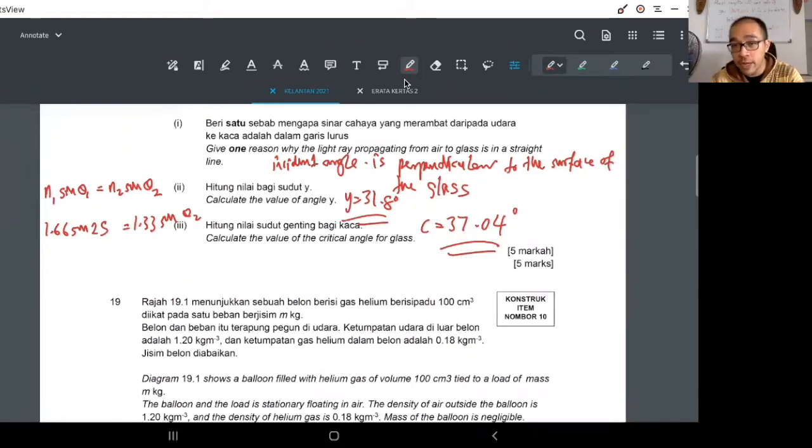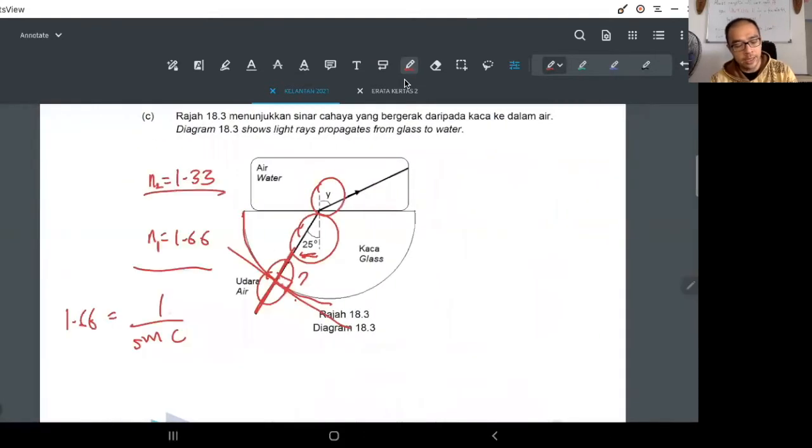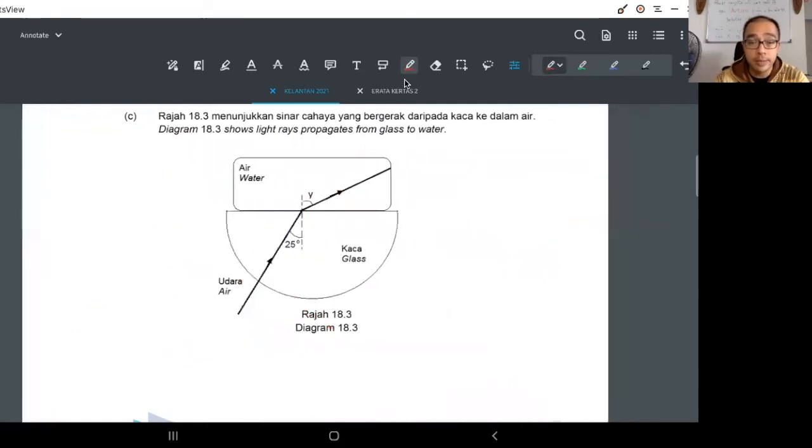Obviously, since this is a 5-mark question, this will be 1, 2, 2. So if the answer is 1 mark, then you know that this working is 1 mark, and then this working is 1 mark. Pindah-pindah itu tiada markah lah. Just substituting the values is where the mark is.